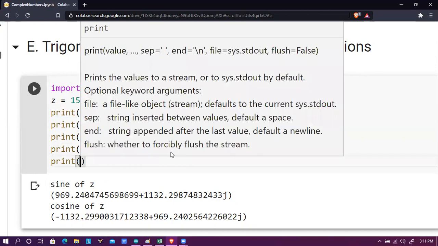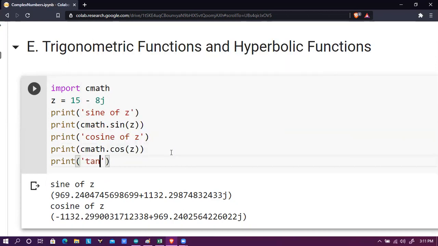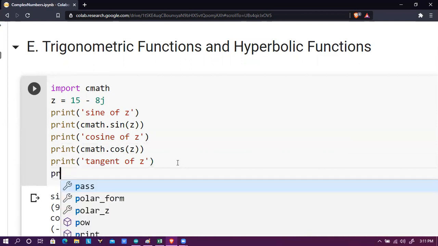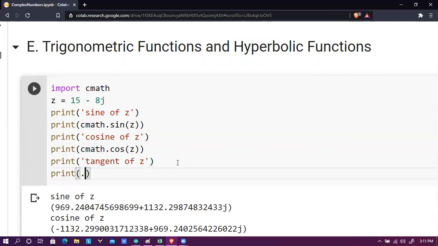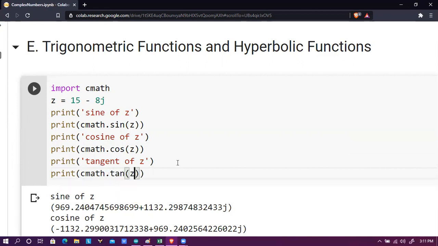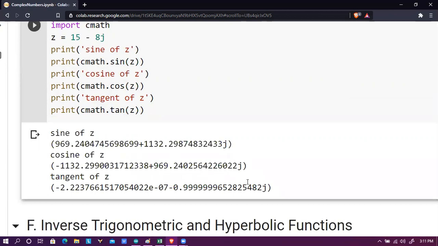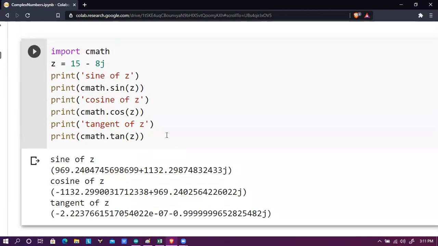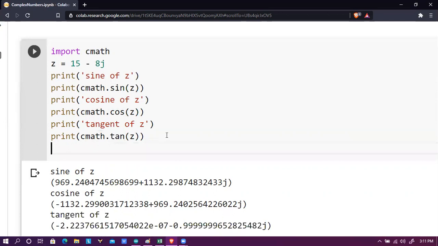Okay, let's try another one. Let's say I want to print the tangent of Z. So the tangent of Z is really simple. This is just cmath.tan of your complex number Z. That's for the tangent of Z.